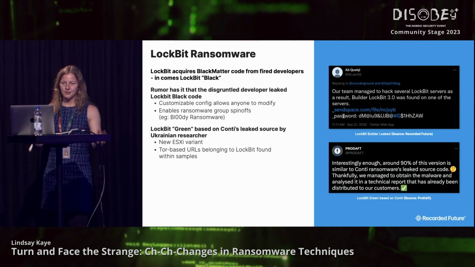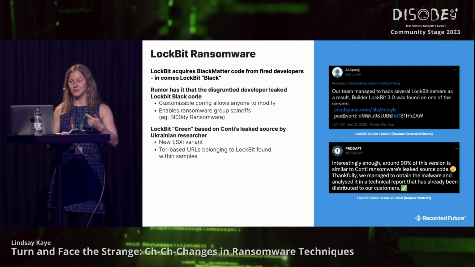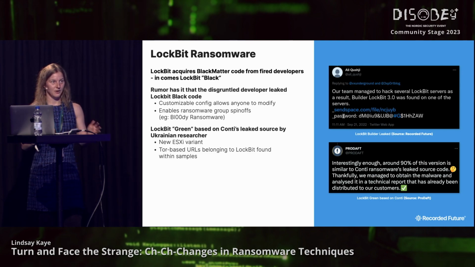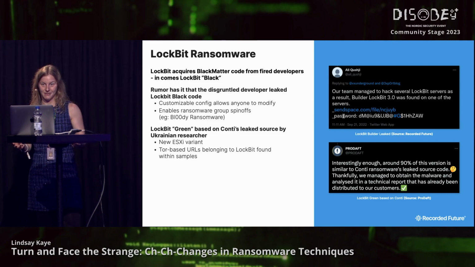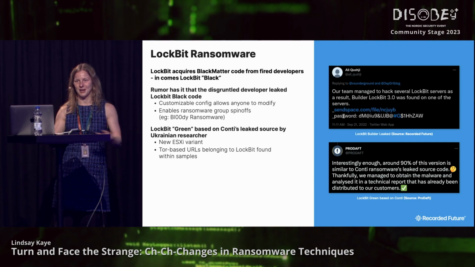So after BlackMatter fired all of their developers based on their encryption flaws, it looks like LockBit acquired, so rumor has it, their code, and then put out an offering called LockBit Black. After that, another rumor has it that the disgruntled developer got mad and leaked the LockBit Black code. The good thing about the code is that it has a customizable configuration, so anybody can modify and build code from it. However, this also started to enable some ransomware group spinoffs. So take builder, build code, make your own offering.